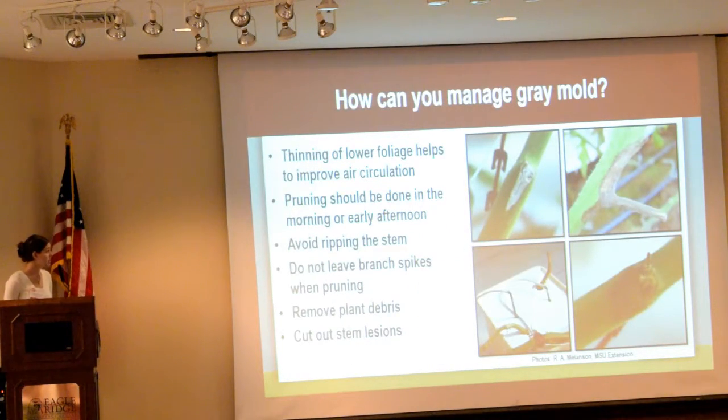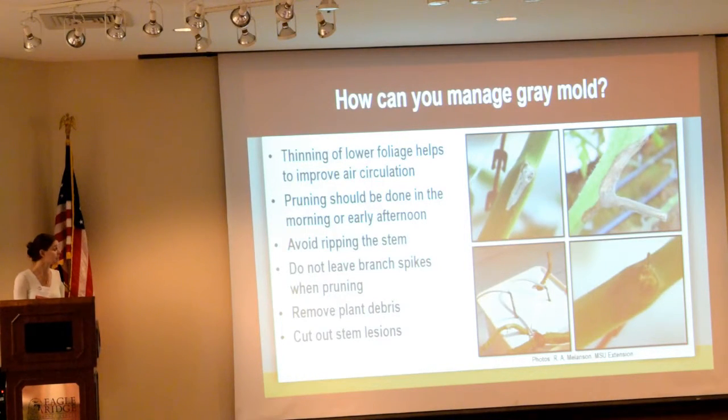So how can you manage gray mold? Thinning of lower foliage can help to improve air circulation. Pruning should be done in the morning or in the early afternoon. Avoid ripping the stems so that you have these large wounds, which again can serve as a site for infection. Do not leave branch spikes when pruning like this. Again, that's a good spot for gray mold to infect, and then once it infects this dead tissue, then it can begin moving.